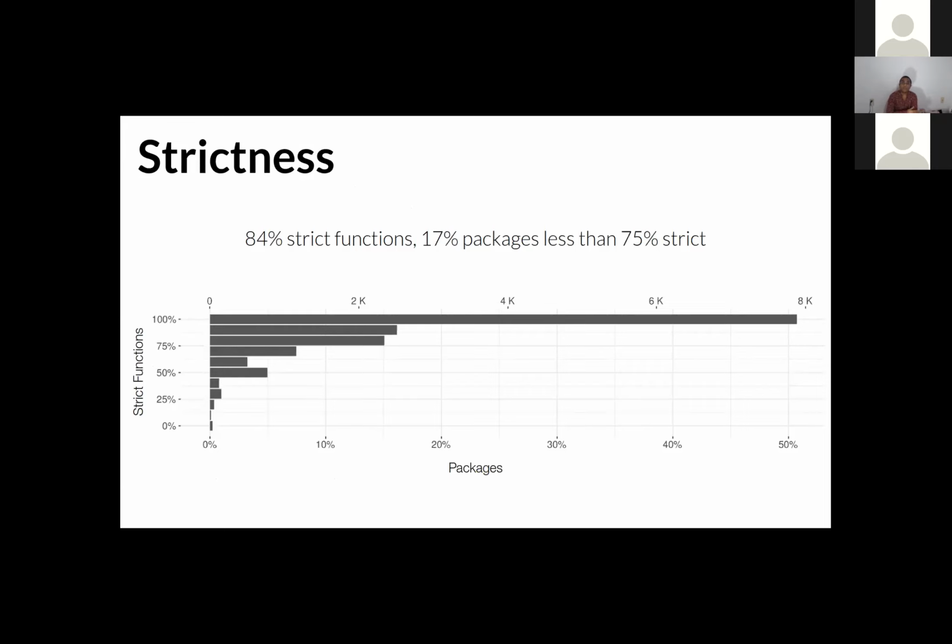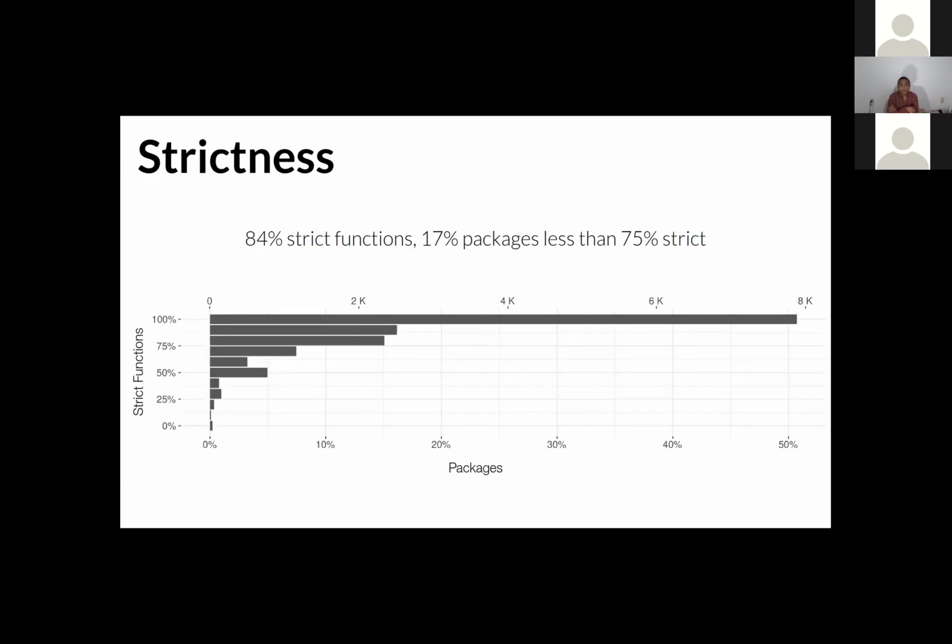Functions that evaluate all of their arguments in a single preordained order are strict functions. There are 84% strict functions in our corpus. This means for these functions, we can remove laziness easily. Instead of creating promises, we can evaluate all of their arguments when they are called.